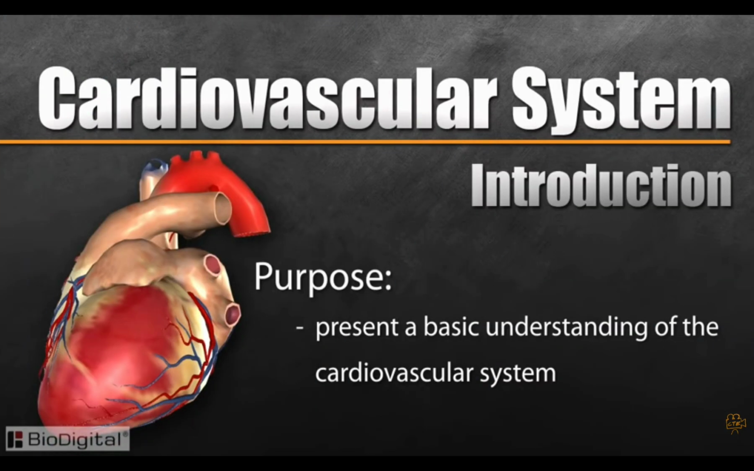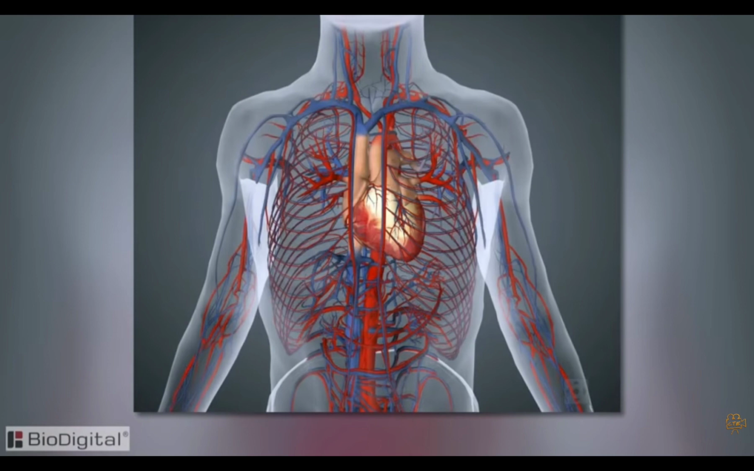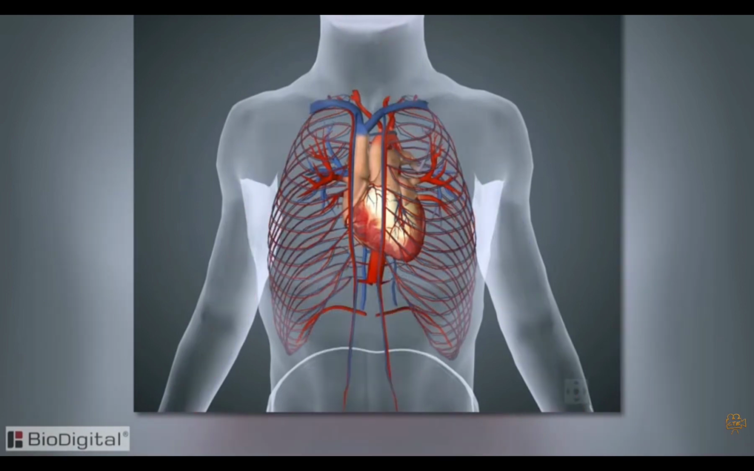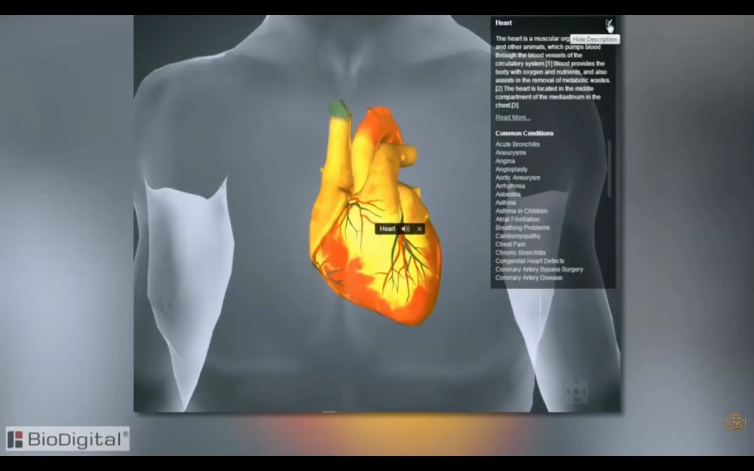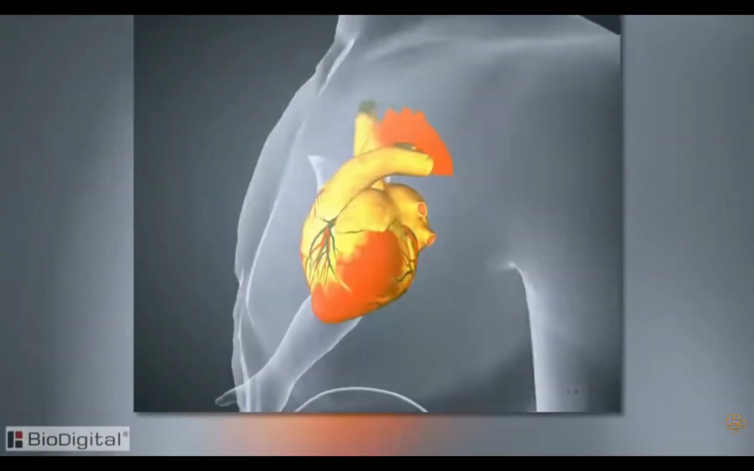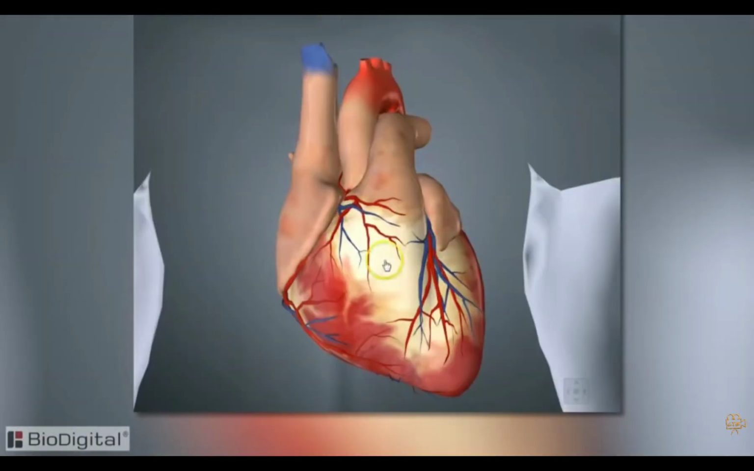The purpose of this video is to present a basic understanding of the cardiovascular system. A more in-depth study of the system will be presented in other CTE videos where we will look into each specific part and function of this system.